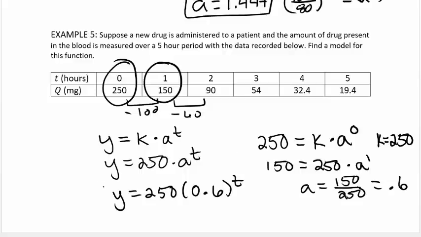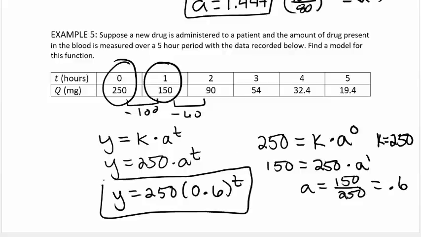So what do I notice here? One of the things I notice is that my a is less than 1, right? 0.6. So that indicates to me that this function should be decaying. And if I look at this table, I can see the dependent values going down. 250, 150, 90, 54, 32. So that matches what we know should be happening.